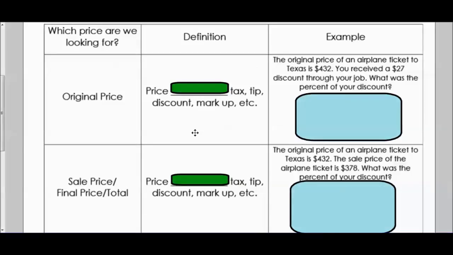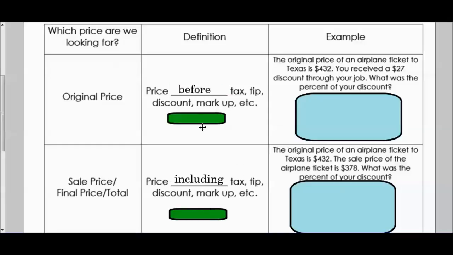All right, this table is just looking to distinguish between the original price and the sale price. Basically the price we start out with and the final total price after all of the tax, tip, discount, markups are included. So this is including all of those things. This is before any of those things are applied.